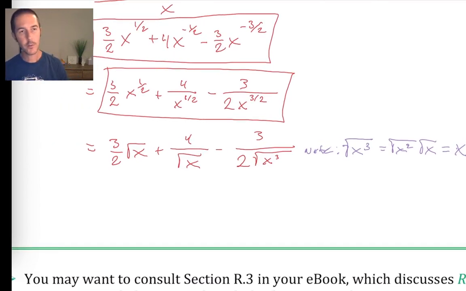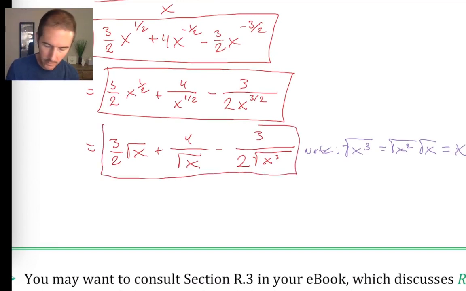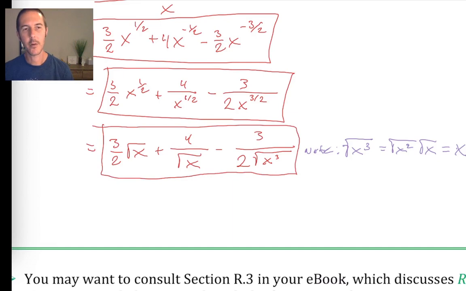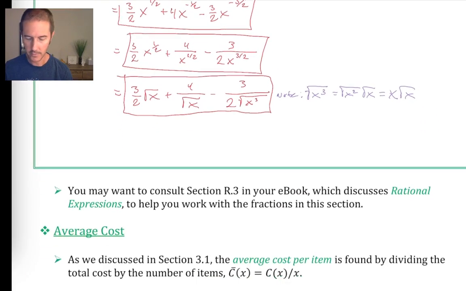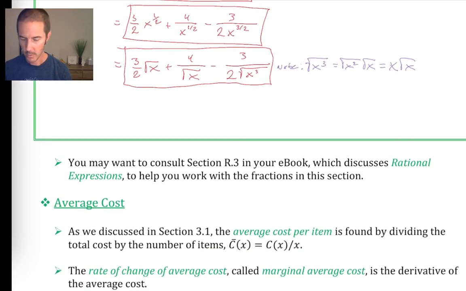Could you be requested to write this version of the final answer with a common denominator? Yes. Do I have any interest in doing that with you right now? No. You're sad, I'm sure. However, not doing it. But you could do it. Your common denominator would be the square root of x to the third, or x root x.